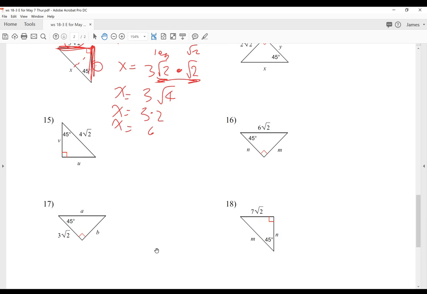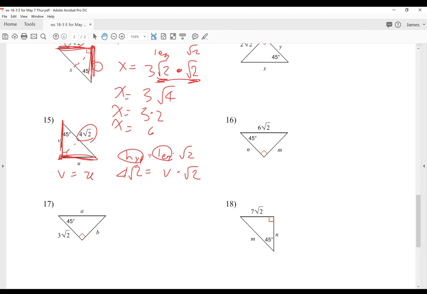Number 15. Legs are both letters. V equals U, that's not going to help. So what are we going to do? Well, we need to use the hypotenuse is leg times square root of 2. What is hypotenuse? 4 square root of 2. And what's one of the legs? Well, pick one. There's V and U. Well, I'm just going to pick V.